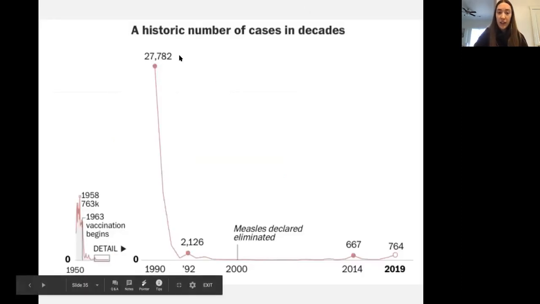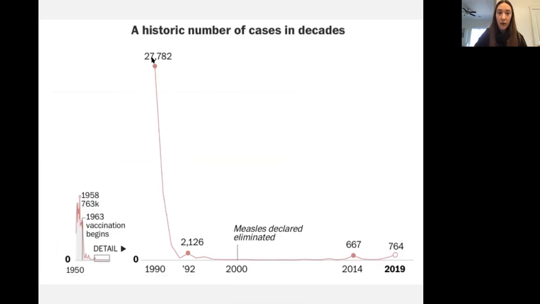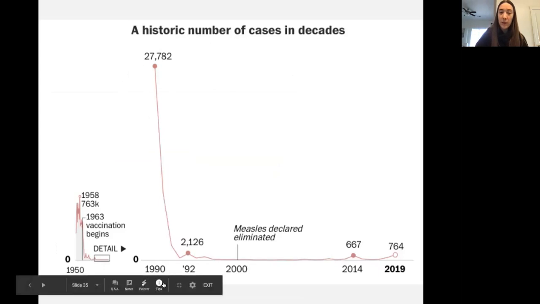Okay, yeah, this is just another slide showing when the measles outbreak started, when it was really bad in the beginning of the 90s. This was the amount of cases we saw. And then after the vaccination was doing well, we have just very few cases now.